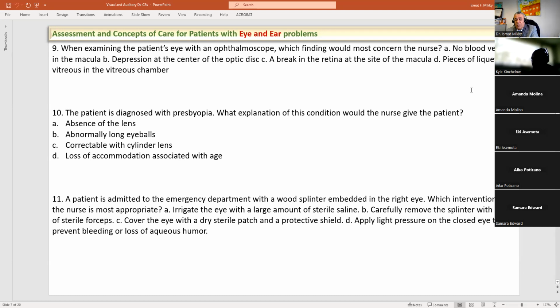And the answer for this one is C. So the break in the retina anywhere in the eye is abnormal, and it indicates a potential loss of vision. So visual loss would definitely be a resultant effect from any changes or any breaks in the retina.